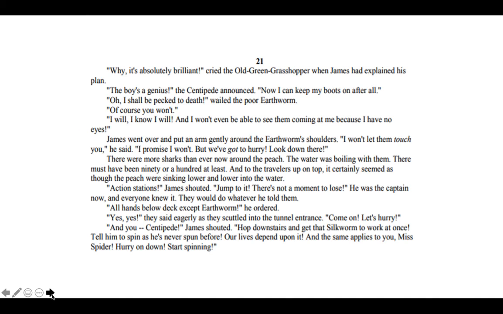All hands below deck except Earthworm, he ordered. Yes, yes, they said eagerly as they scuttled into the tunnel entrance. Come on, let's hurry. And you, Centipede, James shouted. Hop downstairs and get that silkworm to work at once. Tell him to spin as he's never spun before. Our lives depend upon it. And the same applies to you, Miss Spider. Hurry on down. Start spinning.